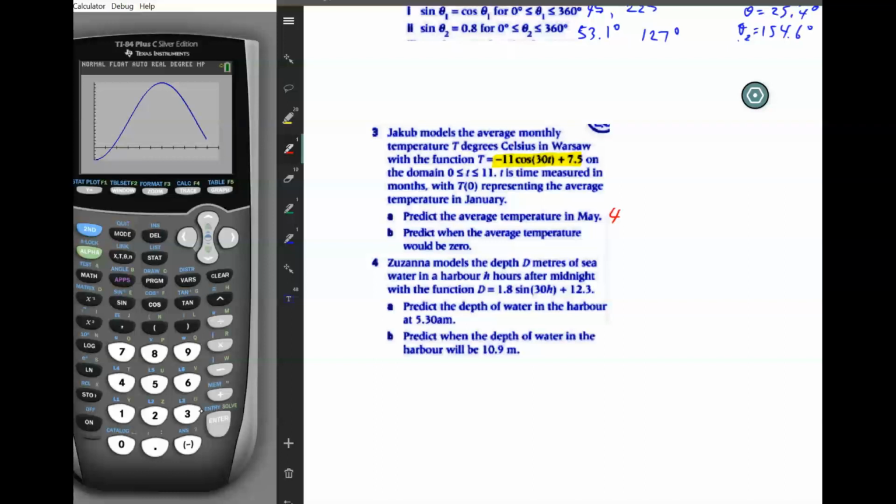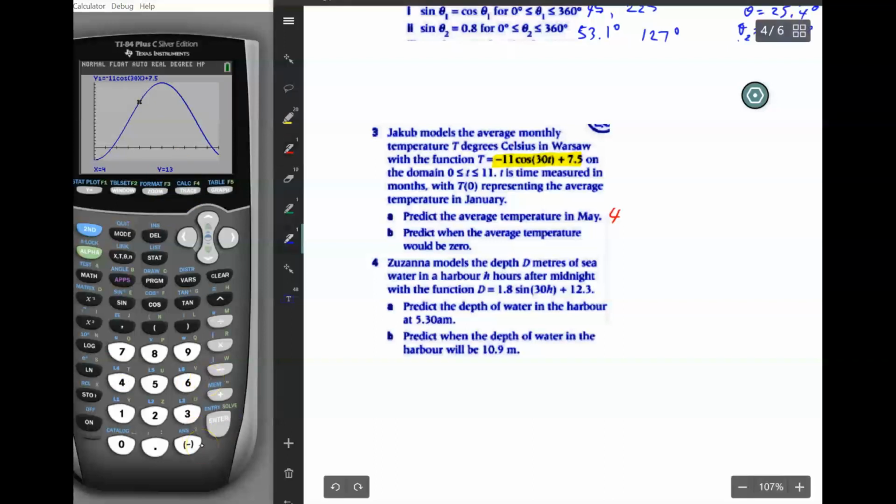All right. And now what we want to know is the temperature in May. There's two ways to do this. One is with the graph and one is with the table. With the graph, what you do is you do trace and then 4 for May. Enter. And then it says that the y value is 13 then. So I would put that the answer is 13. Okay. The t is the 4 and the big T is 13.